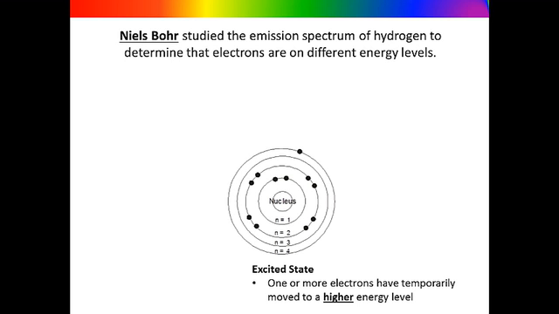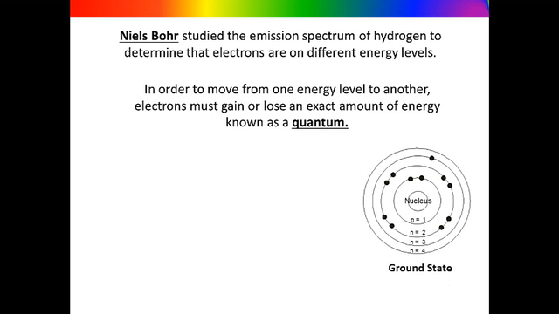To move back down to the 3rd energy level, the valence electron will have to emit or release energy. It will release exactly the same wavelength that it absorbed, assuming it moves back to exactly the same position from which it started. This specific amount of energy that an electron absorbs or emits is called a quantum.